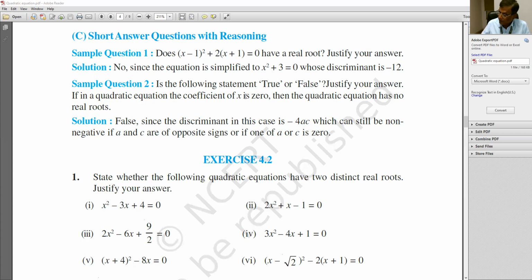Again please try to understand the meaning of the question. Your question starts from here. This is actually the question. I am writing the standard form of quadratic equation as ax square plus bx plus c is equal to 0. And this is said, if in a quadratic equation the coefficient of x is 0, the coefficient of x is 0 means here b is equal to 0.